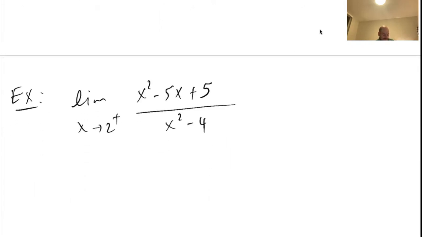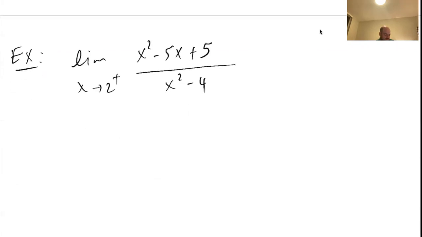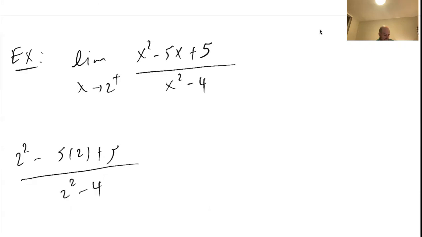So the very first step we can do is to determine whether the limit is indeterminate or determinate. So let's first do that. If I replace x with 2, what do I get? So 2 squared minus 5 times 2 plus 5 divided by 2 squared minus 4. So this is 4 plus 5, 9, minus 10, minus 1, over 0. So this is not indeterminate. This is determinate.